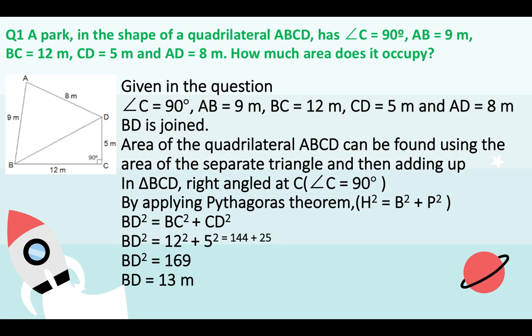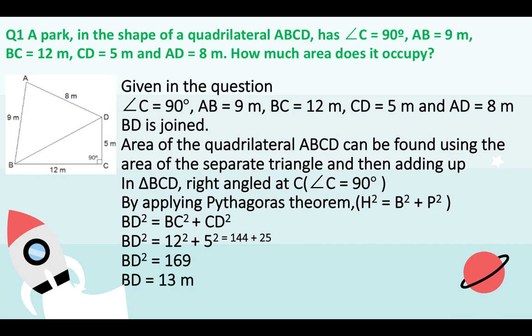So let's start with the first question. A park is in the shape of a quadrilateral ABCD. It has angle C equal to 90 degrees, AB equals 9 meters, BC equals 12 meters, CD equals 5 meters and AD equals 8 meters. Based on this given information, I have drawn a figure. I have drawn the quadrilateral and labeled it. Don't forget to label it, because if you have drawn the figure right, then half of your problem is solved.